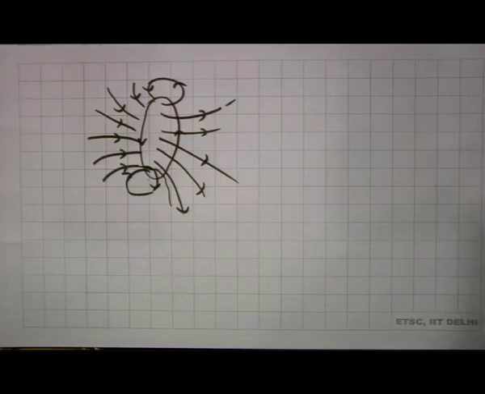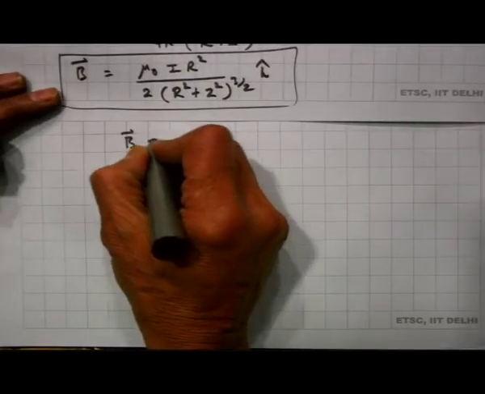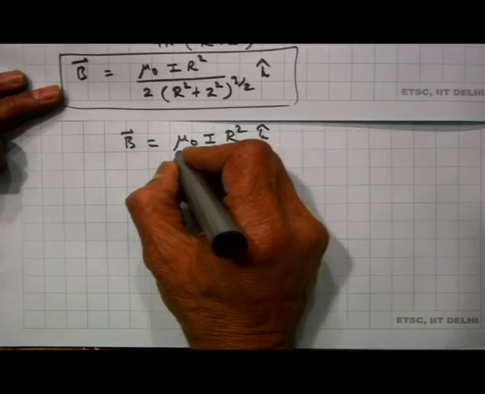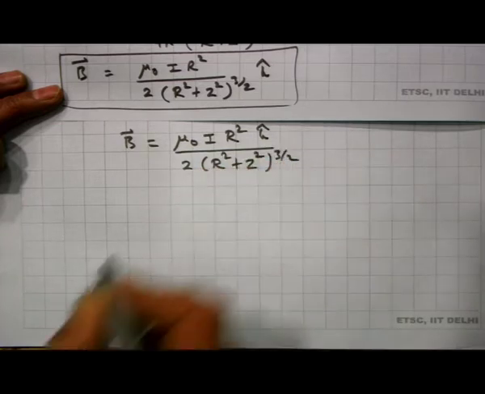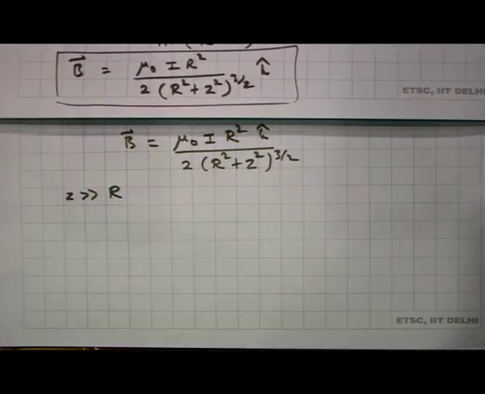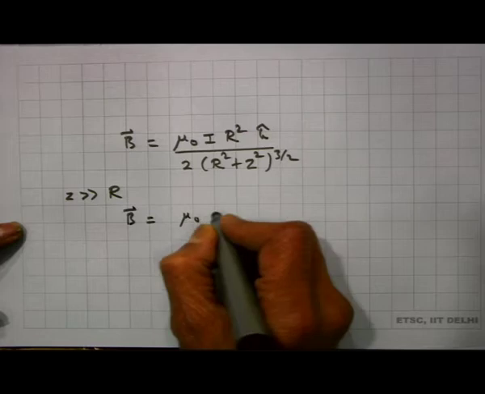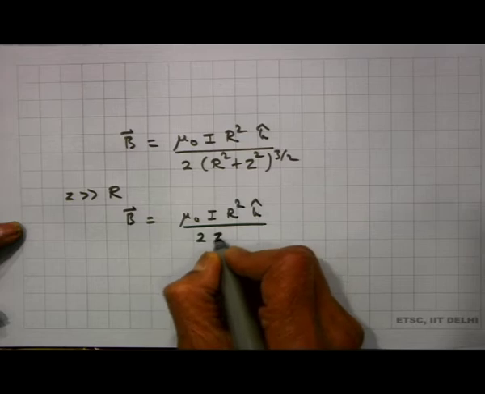Now, there is something interesting which I can get from this equation. So, let me recall the magnetic field equation, and rewrite it. B is equal to mu naught I r square k cap by 2 times r square plus z square raised to power 3 by 2. Let me look at distances which are much greater than the diameter of the loop. So, B will be mu naught I r square k by 2 z cube.